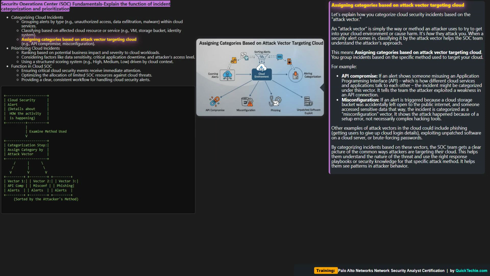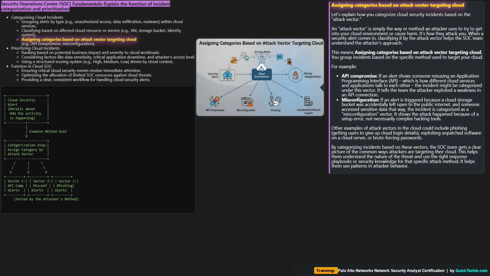Assigning categories based on attack vector targeting cloud. Let's explain how you categorize cloud security incidents based on the attack vector. An attack vector is simply the way or method an attacker uses to try to get into your cloud environment or cause harm. It's how they attack you. When a security alert comes in, classifying it by the attack vector helps the SOC team understand the attacker's approach. This means assigning categories based on attack vector targeting cloud. You group incidents based on the specific method used to target your cloud.